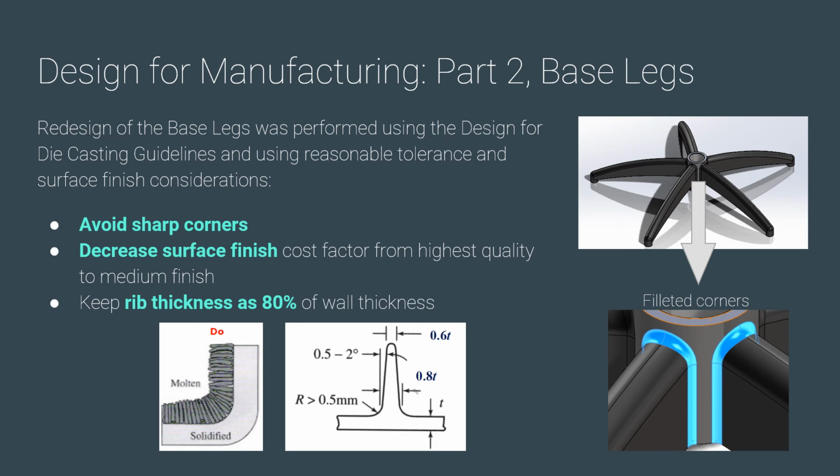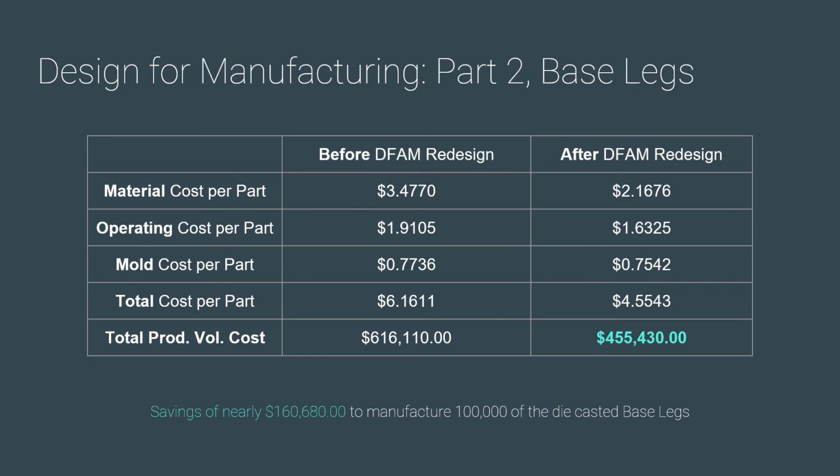In addition to the 3 modifications mentioned before, we also filleted some of the corners, as you can see in the bottom right image. We decreased the surface finish cost factor to a medium quality because the legs don't require such a high quality value. And we kept the rib thickness to 80% of the wall thickness. Finally, the total cost per part was calculated for the original base legs and for the base legs after the redesign, and it was found that for the total production volume, there will be savings of nearly $160,000.